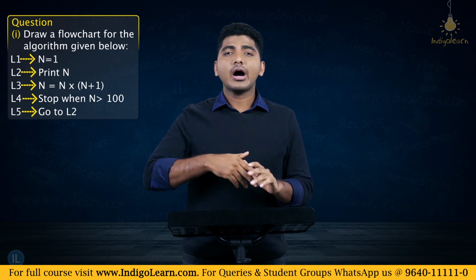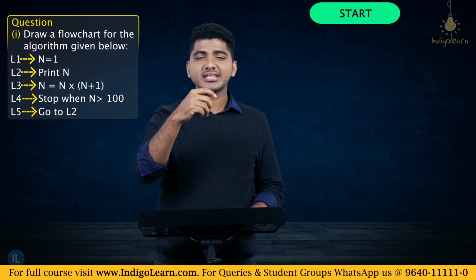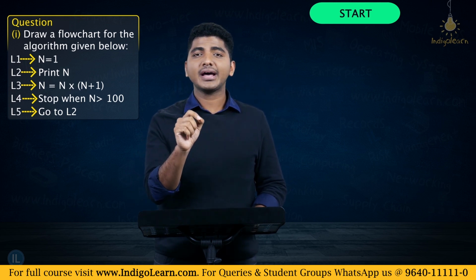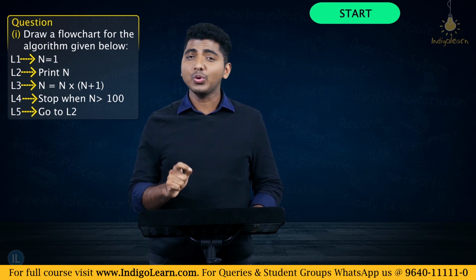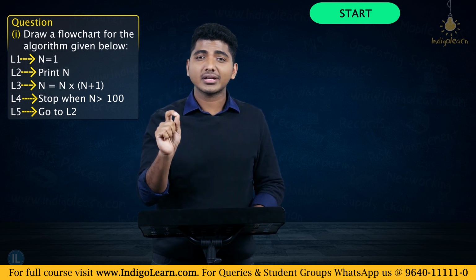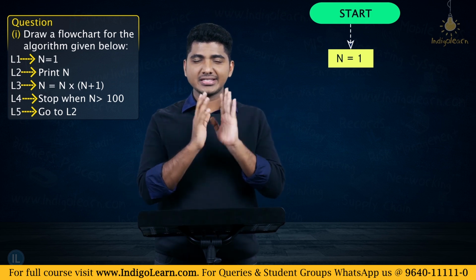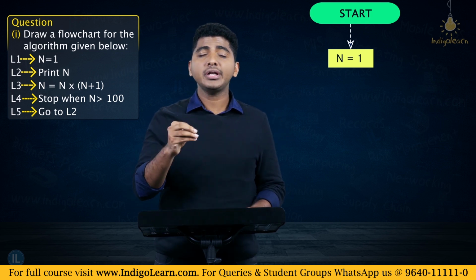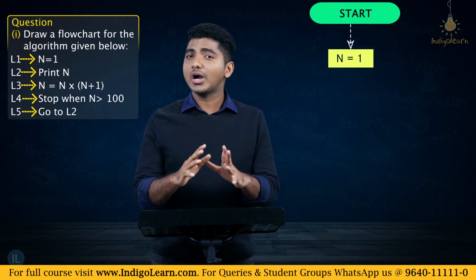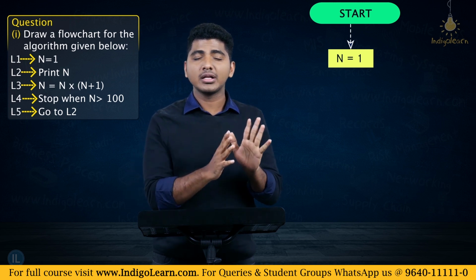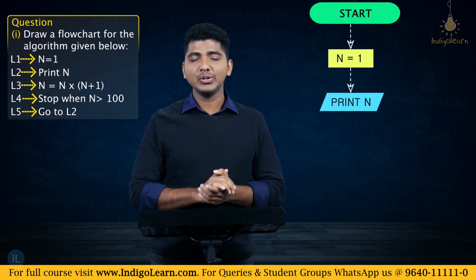Very simple. So how do I always start? I start with start in my oval shape. Now what is the next thing they are asking me to do? They are asking me to assign a value, n is equal to 1. If I have to assign a value, which shape am I going to use? I am going to use a rectangular box. So start, then in a rectangular box n is equal to 1. Till now very simple. What is the next step? They are saying print n. If you have to print something, what shape are you going to use? You are supposed to use a parallelogram, and you are going to write print n inside that parallelogram.